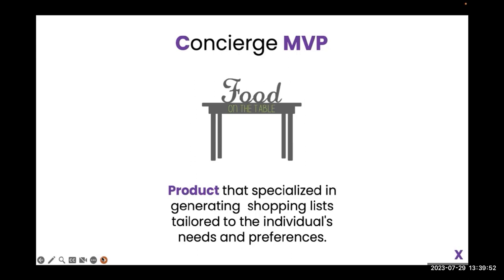It's a hassle, right? So Food on the Table as a company came up with this idea that we'll have a product that will specialize in generating shopping lists tailored to the individual's needs and preferences. So AI will generate the whole thing altogether.